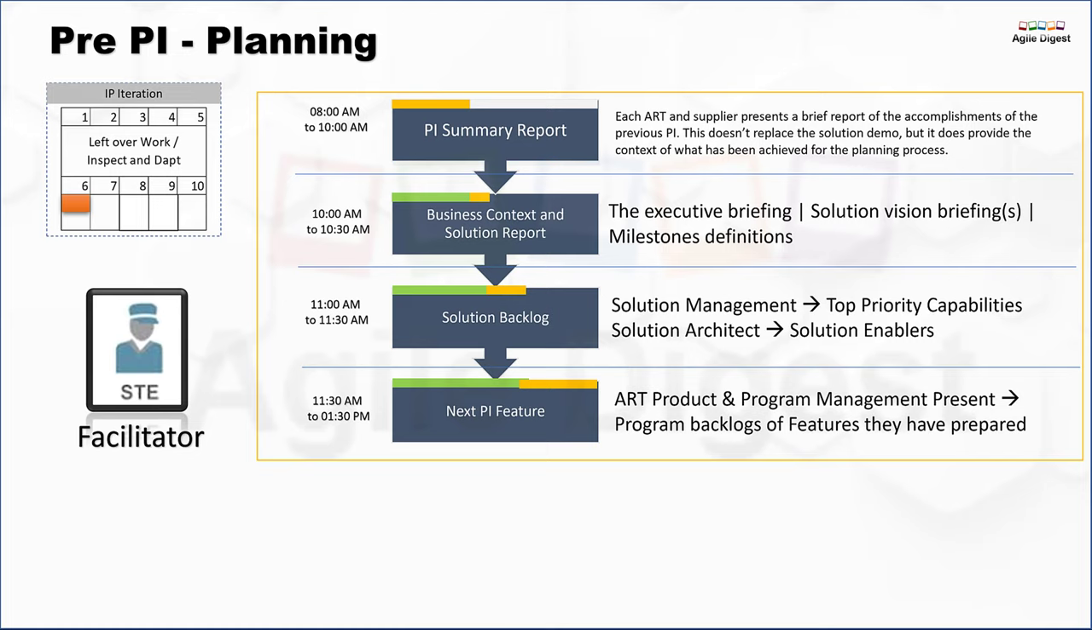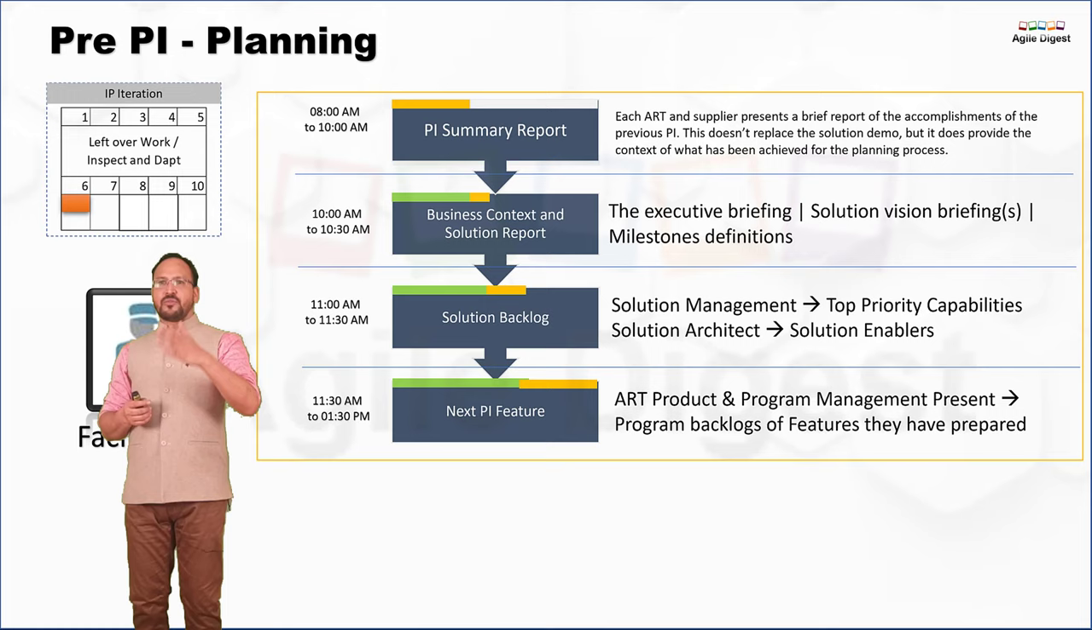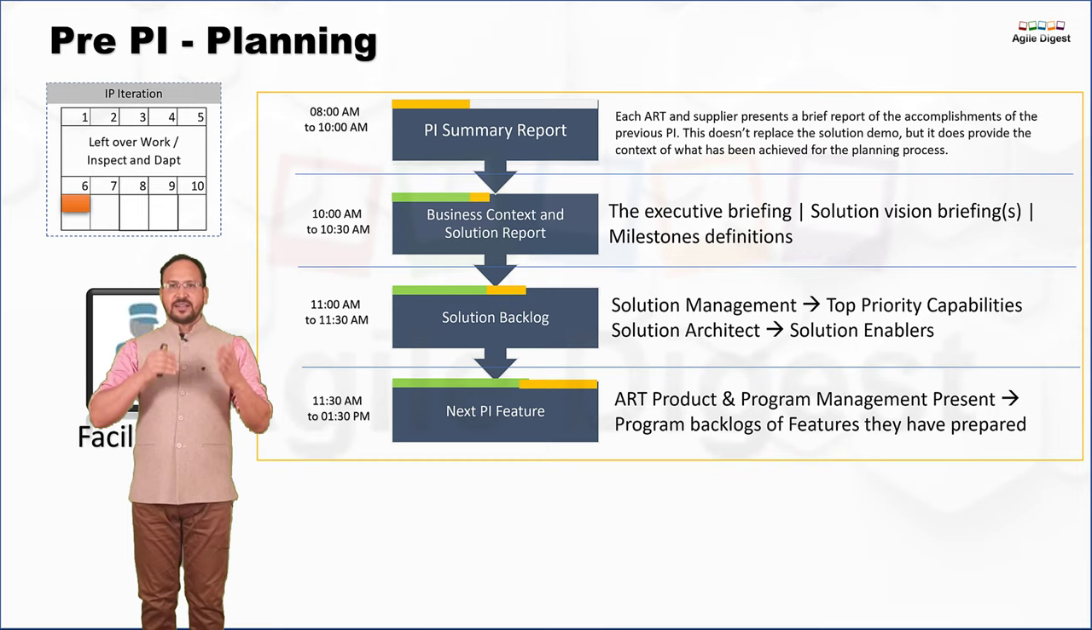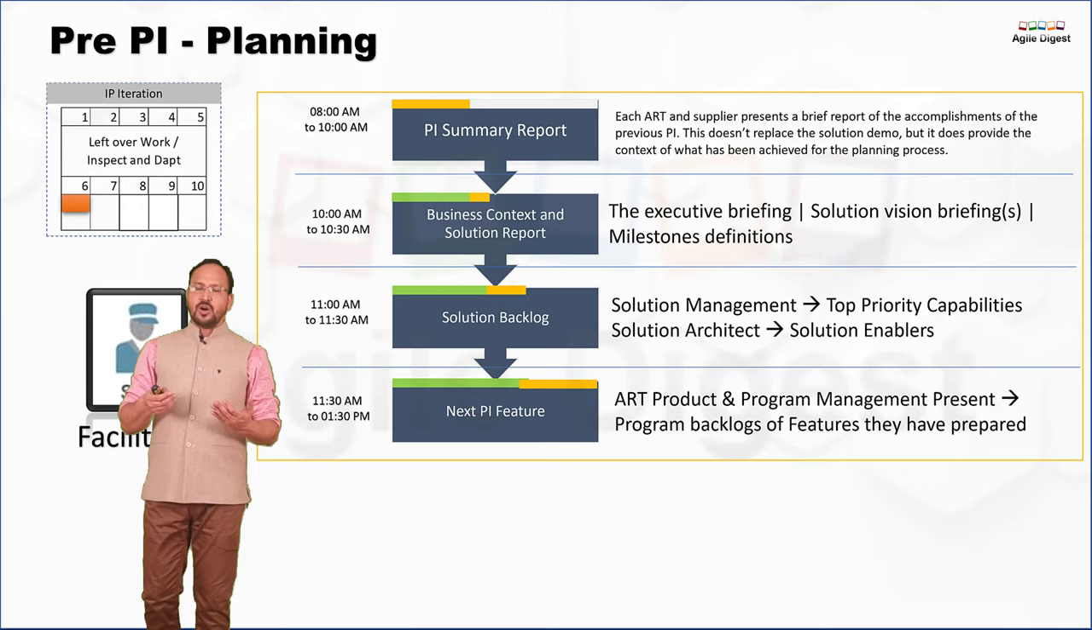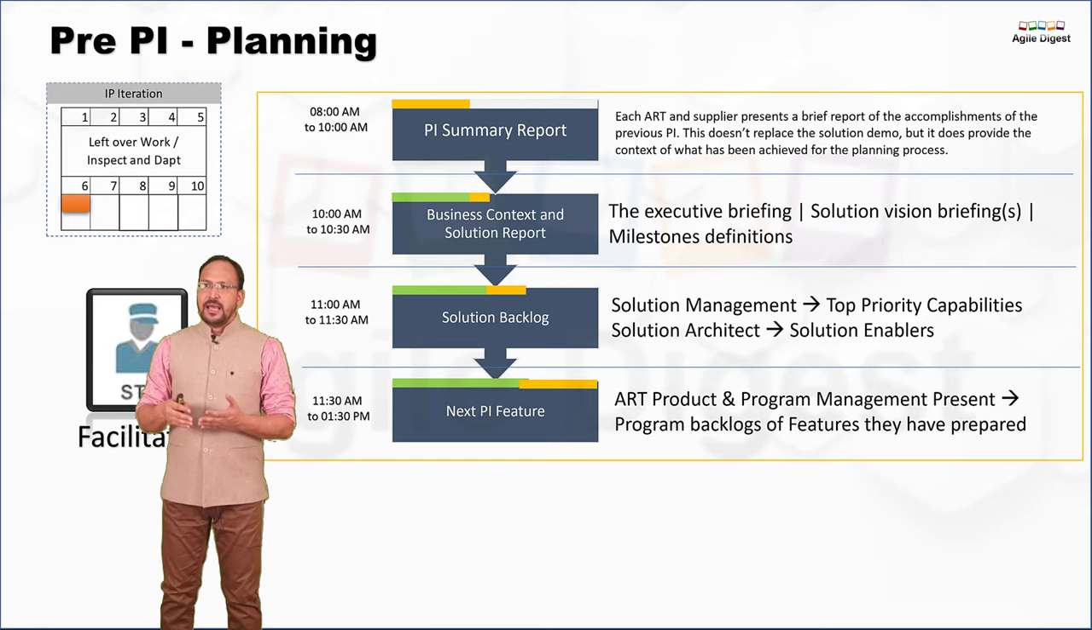If we look at a quick overview of the steps we do in pre-PI planning, we do a PI summary report. Then it starts at 8 to 1:30. We talk about business context and solution report, solution backlog, and next PI features, what they will be working on, because those features will go into your program level as a feature backlog.